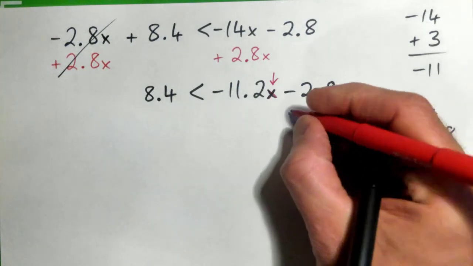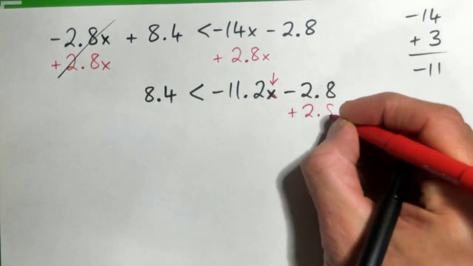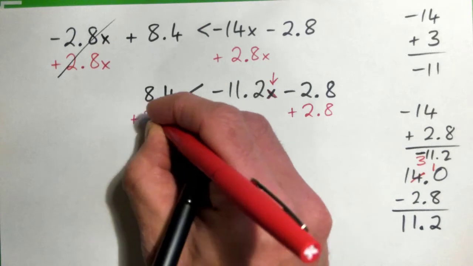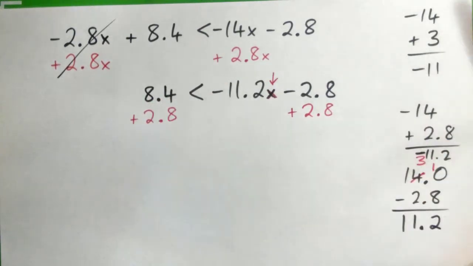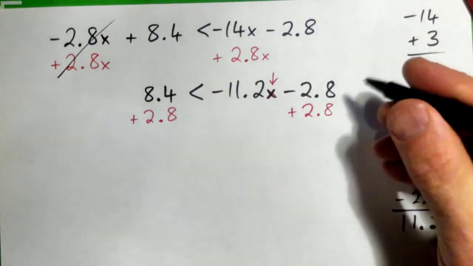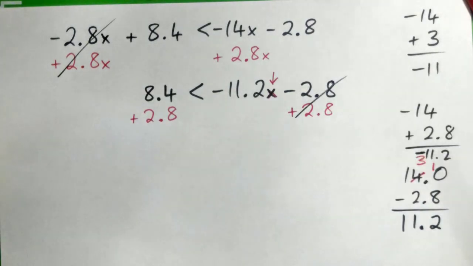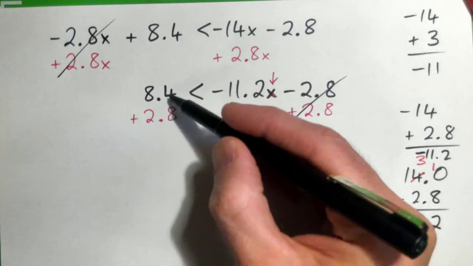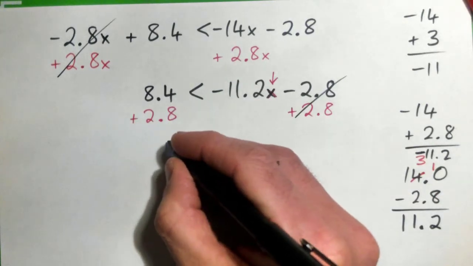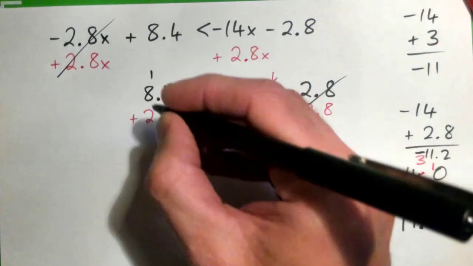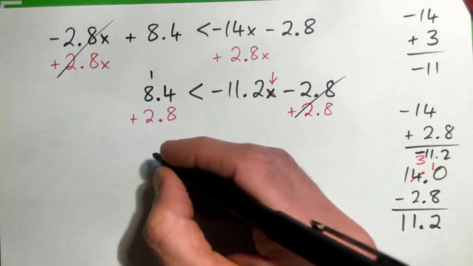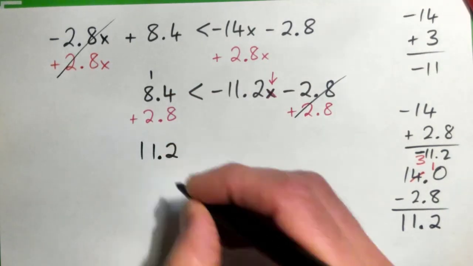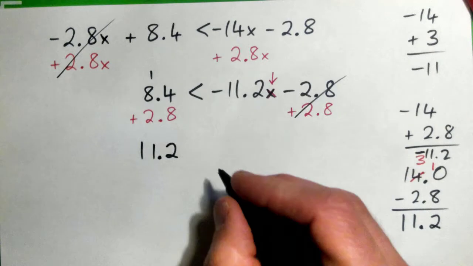Yeah, start off by adding 2.8 to both sides. Good. Now if you do that, negative 2.8 plus 2.8 is 0. So that's taken care of. Goes away. Now we can add these guys. So 4 and 8, 12, carry 1. 1 and 8 is 9 and 2 is 11. So we get 11.2, right? On that side.